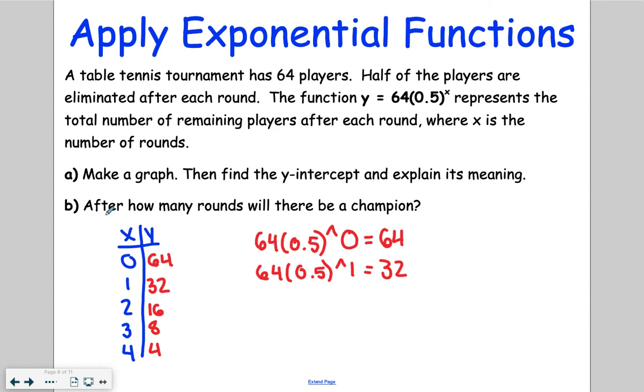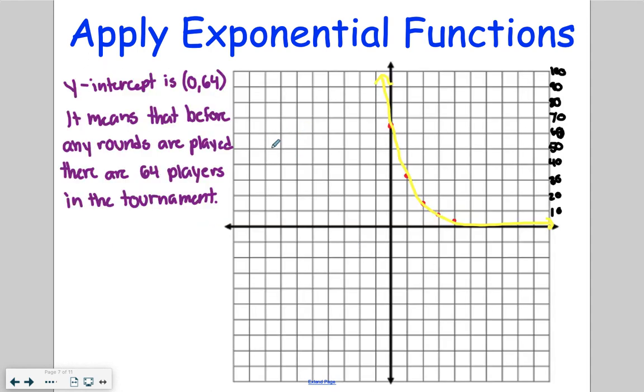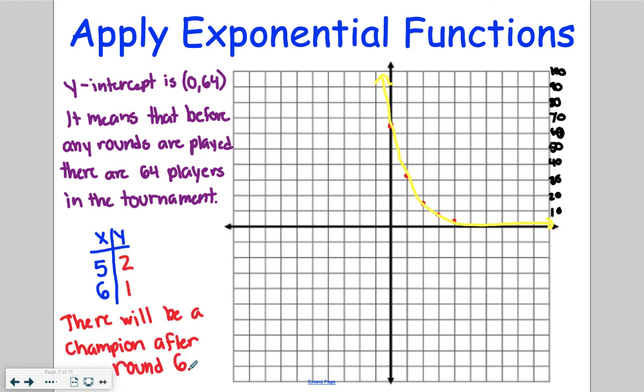The last thing it asks us to do is figure out after how many rounds there will be a champion. We're going to have to do a little logical processing here. What it means to be a champion is that there's only one player left in the tournament. So go ahead and continue using an extended table to figure out after how many rounds there will only be one player left. So when you extend that table, for 5 you get 2, for 6 you get 1. So that means that there will be a champion after 6 rounds.